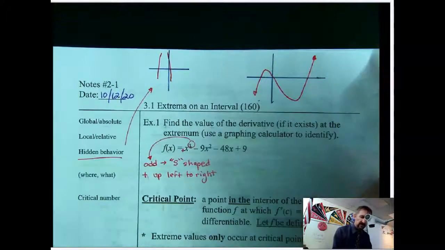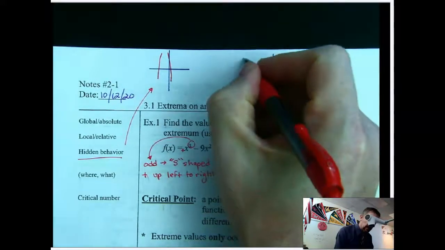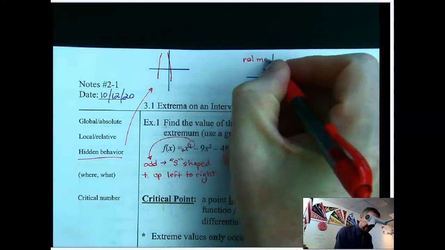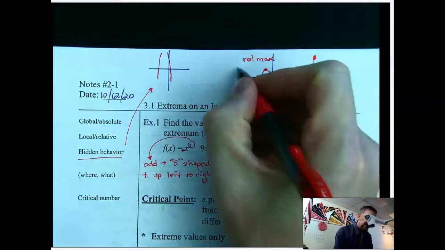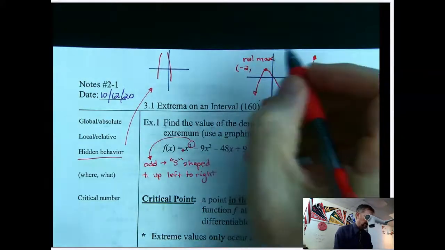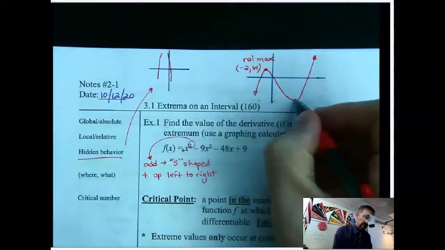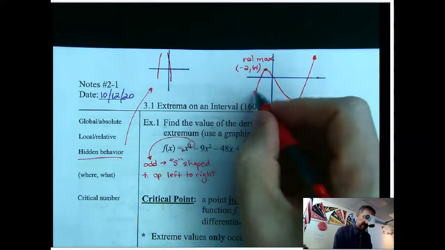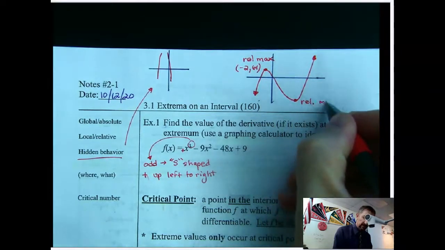Now you can see that this goes up forever, so this is a relative maximum. This is a concept you should have talked about at least last year, maybe the last 2 years. So this is at -2 and 61, a relative maximum. Now I'm going to come over here, and because this goes down forever here, this is going to be a relative minimum.